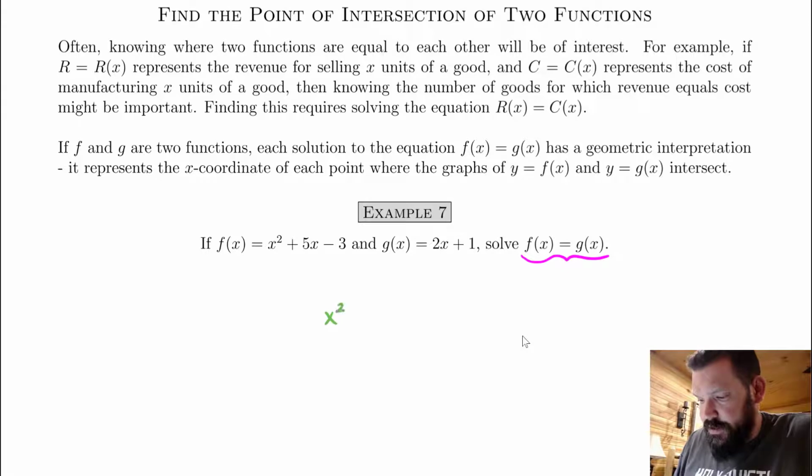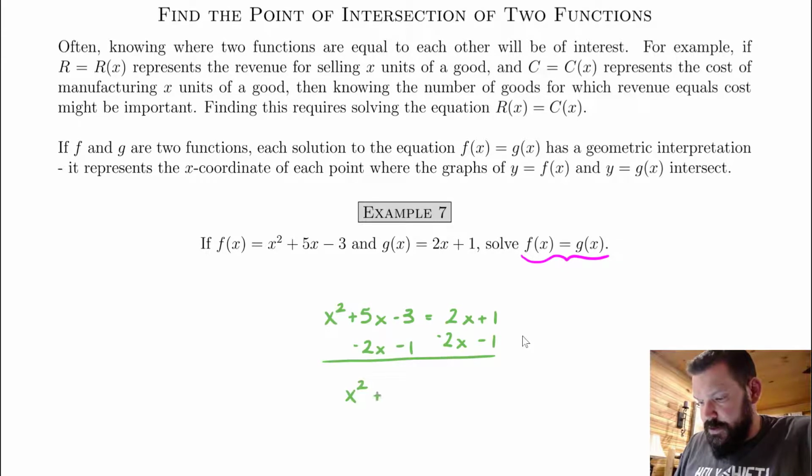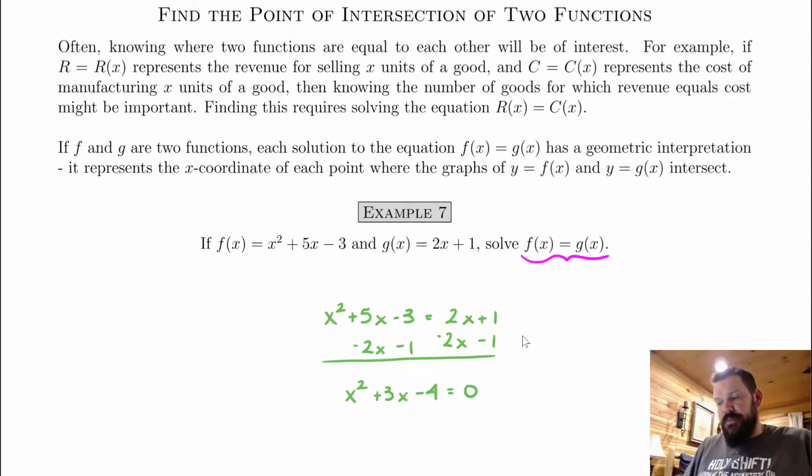We get x squared plus 5x minus 3 is equal to 2x plus 1. And we're just going to solve this. So let's subtract the 2x from both sides. And also let's subtract the 1. I hope that's okay if I do this all in one step. And we end up with x squared plus 3x minus 4 is equal to 0.